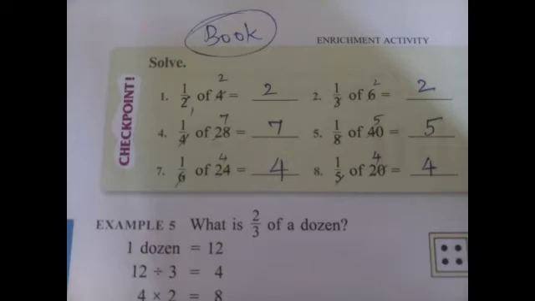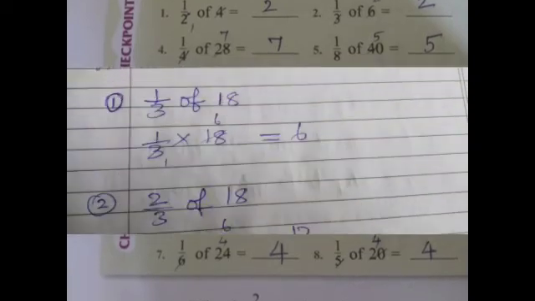And next one is 1 by 8 of 40. 40 and 8 we can cancel with the 8 table. 8 5s are 40. 5 is the answer. So similarly you can complete the remaining.